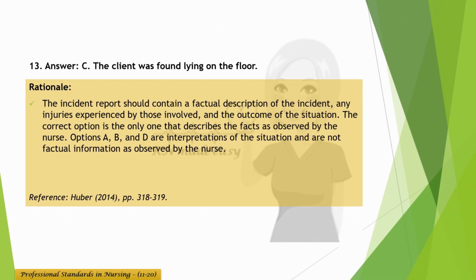The correct answer, C. The incident report should contain a factual description of the incident, any injuries experienced by those involved, and the outcome of the situation. The correct option is the only one that describes the facts as observed by the nurse. Options A, B, and D are interpretations of the situation and are not factual information as observed by the nurse.